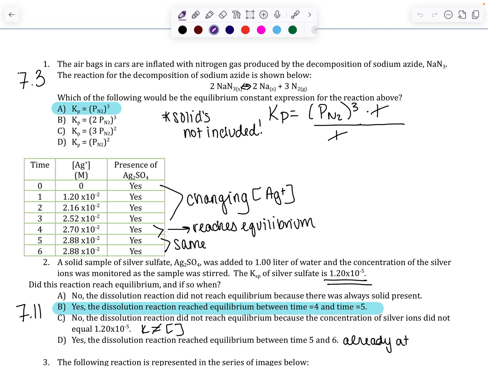So the first question says we've got the airbags of cars. They're inflated with nitrogen gas via the decomposition of sodium azide. The reaction for this decomposition is shown. Which of the following is the equilibrium constant expression?